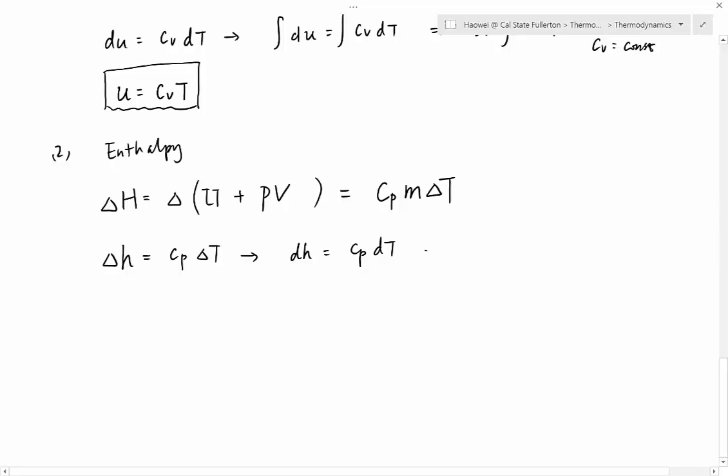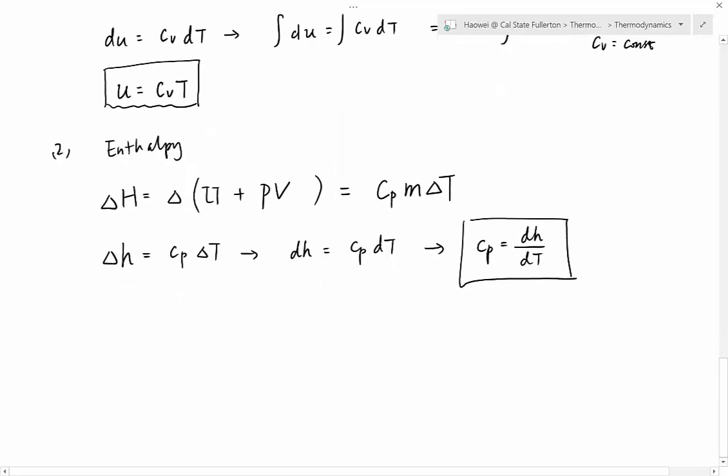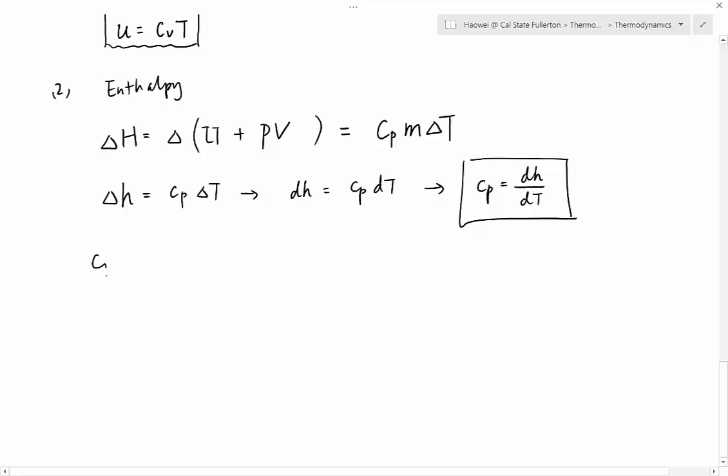And then just like before, here comes the definition of Cp. From calculus, we know Cp is equal to dh over dt. And this is the definition of Cp, very similar to the definition of CV. If you take a look, the only difference is for CV it's the derivative of u, but for Cp it's the derivative of h, specific enthalpy. Okay, so the name of Cp is specific heat at constant pressure.